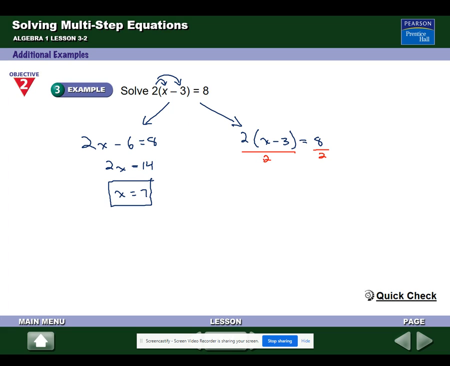Yes, you absolutely can divide by 2. This is 2 times the quantity x minus 3. It's just a multiplication of 2 quantities. So when you divide by 2, the 2's cancel. And that would leave you with just x minus 3 on the left. Don't even need the parentheses now because that's all that's left. You've gotten rid of the multiplier, the 2. 8 divided by 2 is 4. If you add 3 to both sides, you get x equals 7.